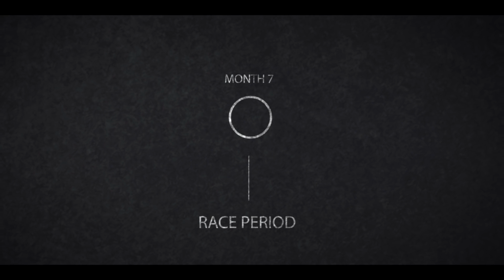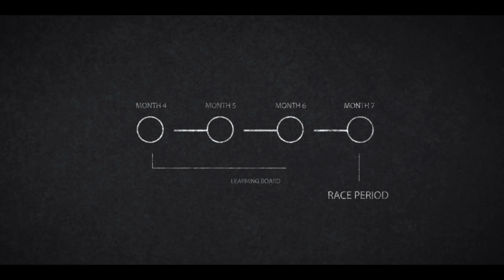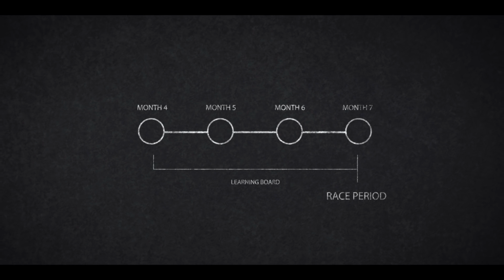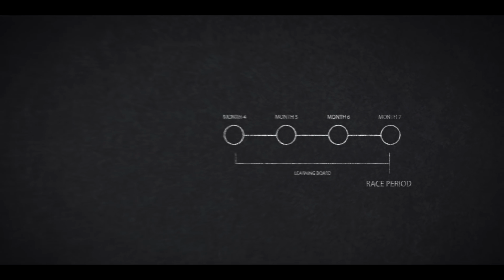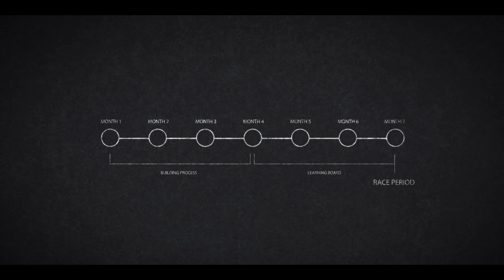Give or take, it's about a 3-month process to build a board. And so if you start counting back from the racing period, giving yourself some time to learn that board and understand how to use it in the best way possible, and then put the 3-month building process in front of that.